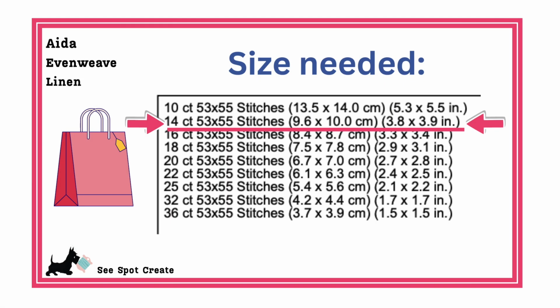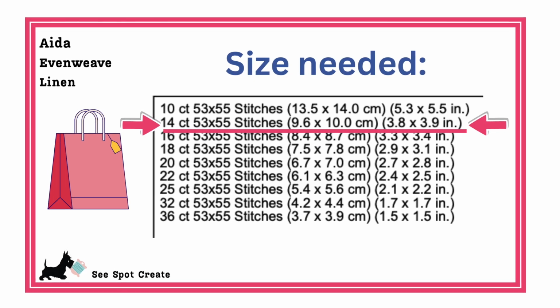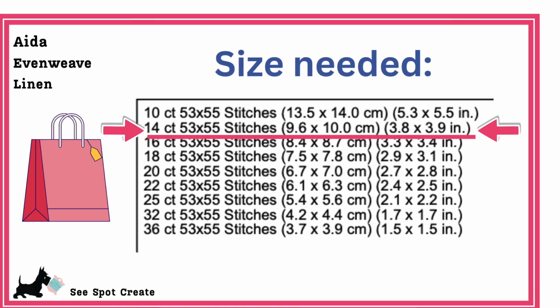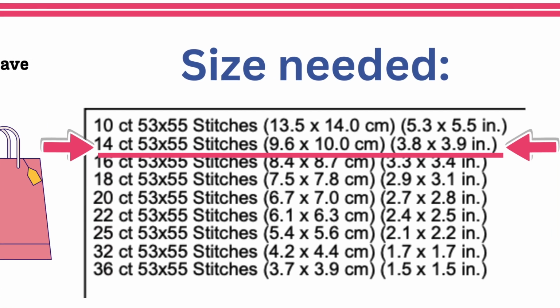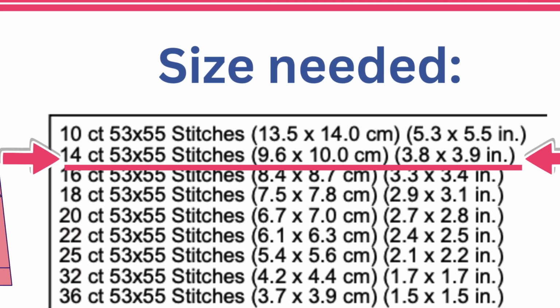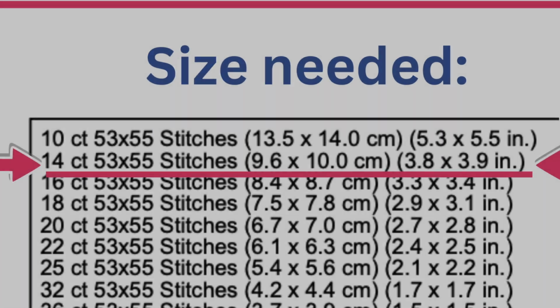So let's take the most common for beginner, which would be 14 count Aida. And we can see that in inches, our pattern is 3.8 by 3.9 inches. And so we'll round that up to 4 by 4.